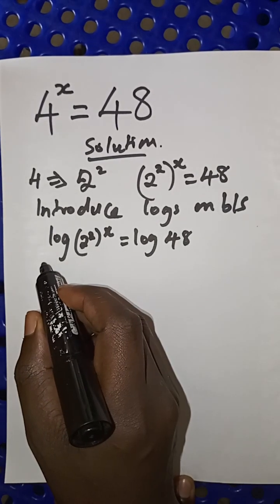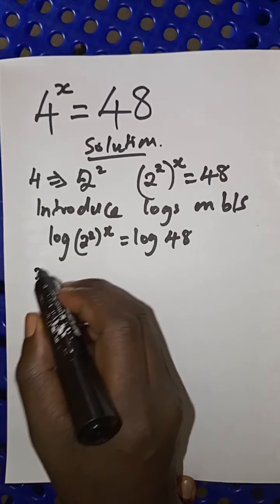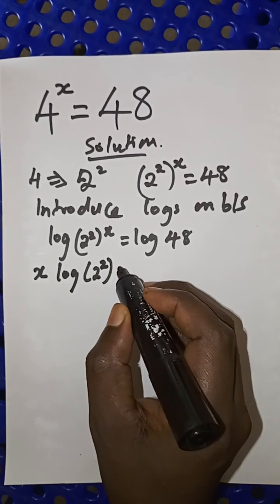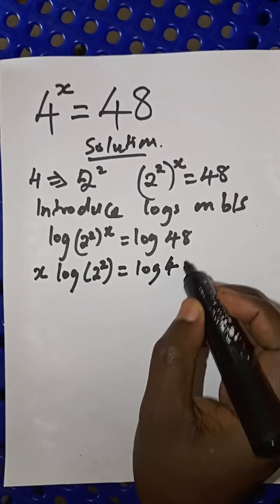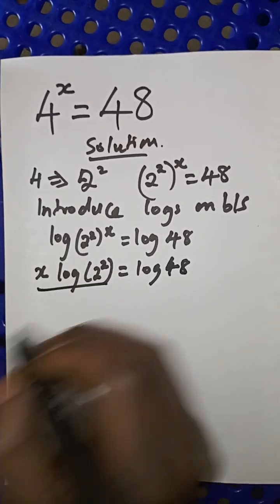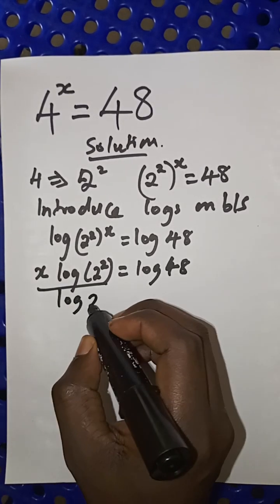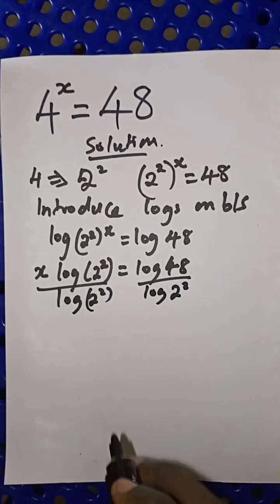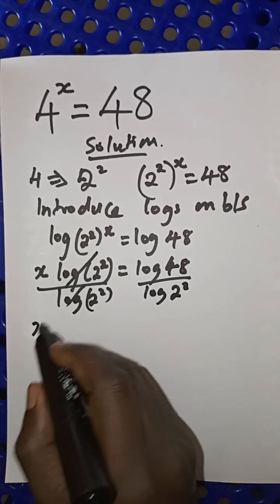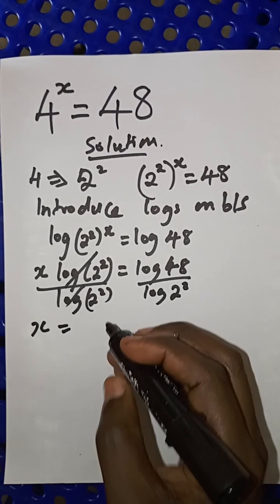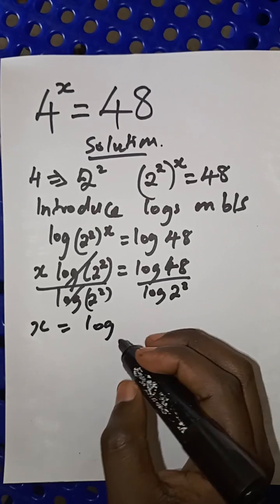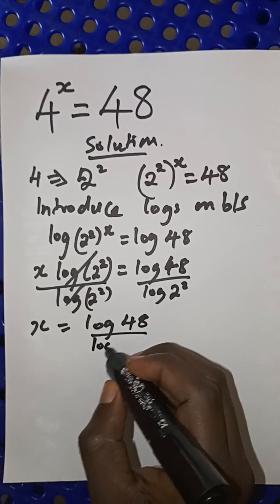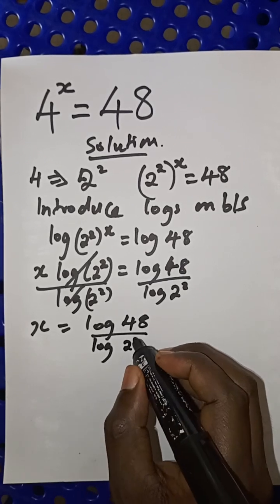So the x can come down as x times the log of 2 power 2 is equal to the log of 48. Then I'm going to divide all through by the log of 2 power 2. Then I'm going to end up with x is equal to the log of 48 divided by the log of 2 raised to power 2.